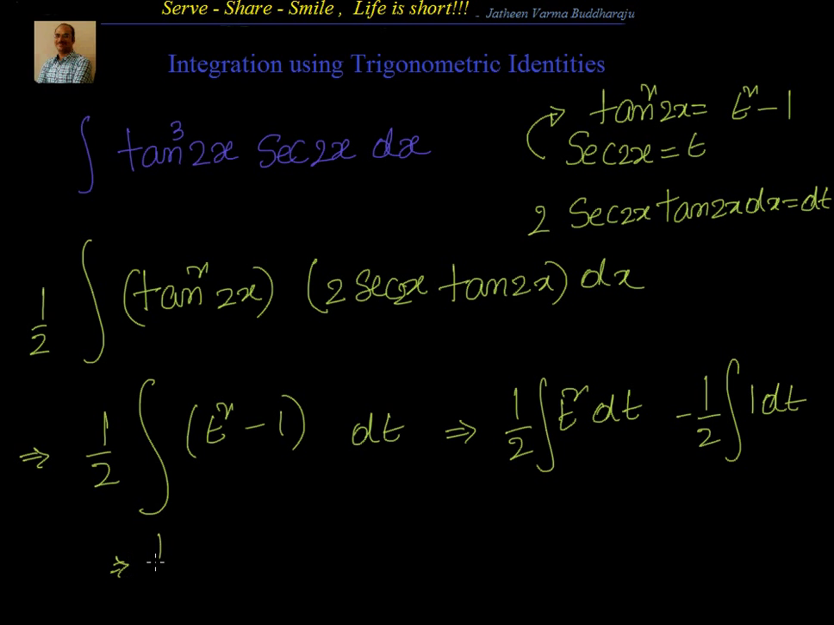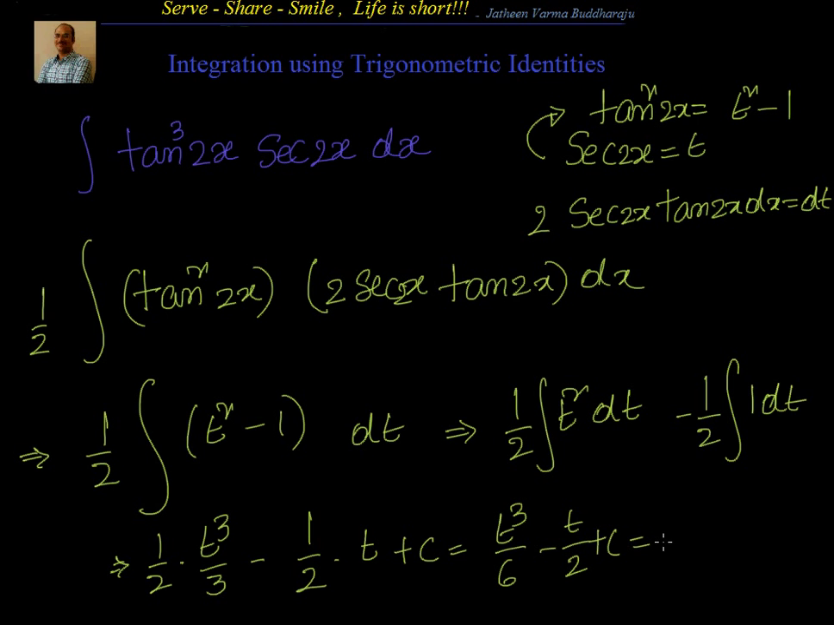That's equal to half into t cube by 3 minus half into t plus c, that's equal to t cube by 6 minus t by 2 plus c. Now t is equal to secant 2x, so it will become secant cube 2x by 6 minus secant 2x by 2 plus c. So the answer will be secant cube 2x by 6 minus secant 2x by 2 plus c.